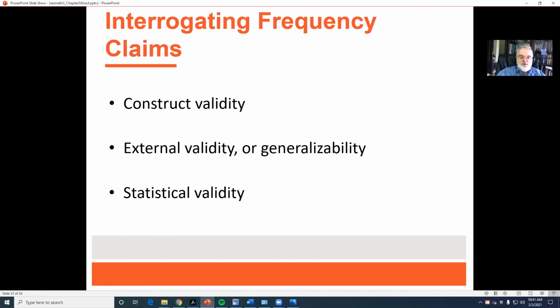So I think we'll be able to get through this part, mostly toward the end, and then we'll pick up on looking at scatterplots next time. So if you have frequency claims, some of the ways that you can be skeptical about them is by looking at the construct validity. Should I be looking at students' alumni reports of how much they enjoyed their time at Missouri as a measure of how much Missouri students are enjoying things?